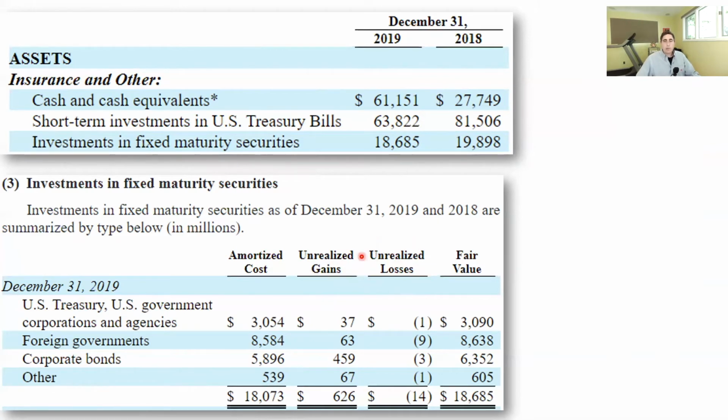And so Berkshire Hathaway in general seems to be making pretty good investments in debt securities, in that they're having more gains. They have 626 million in unrealized gains and only 14 million in unrealized losses.